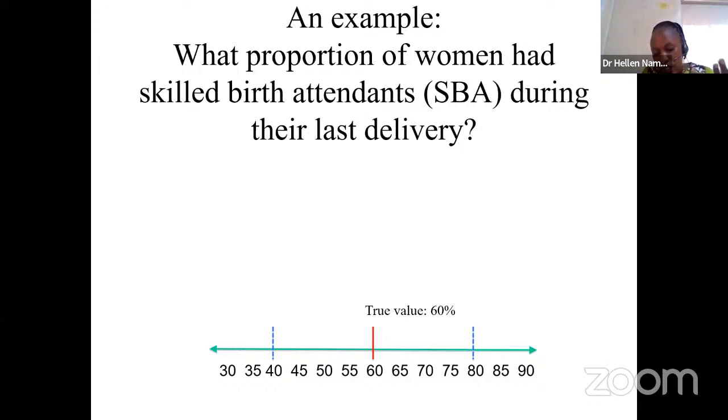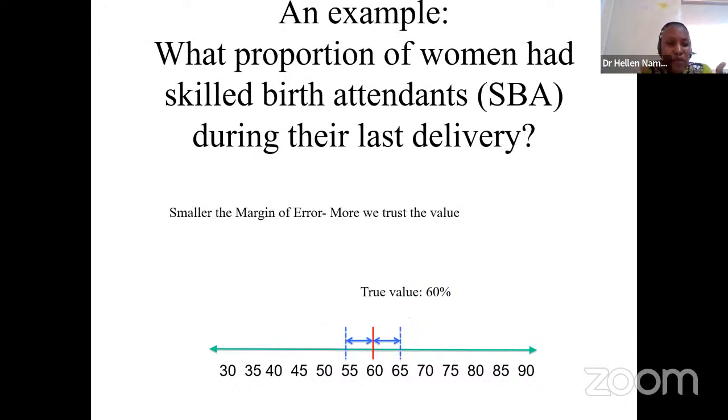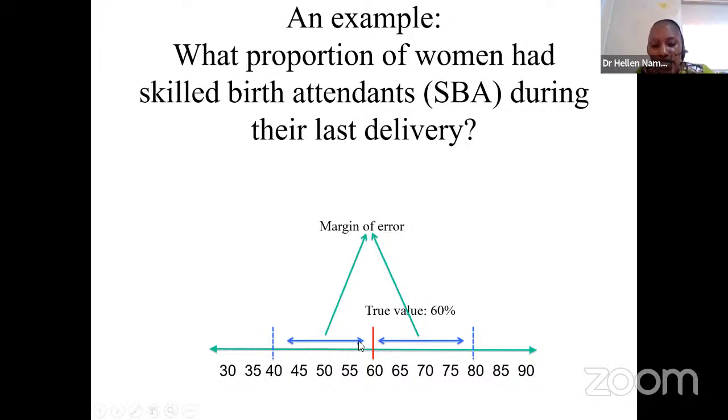So in that particular case, we can put an allowable, acceptable error. Still, we need to ensure that we keep it as small as possible, so that the plus and minus difference between the true value and the estimated value is what we call the margin of error. The smaller the margin of error, the more we trust the value that we have. For example, on this slide, the margin of error, that is the distance between 60 and 40, and then 60 and 80, is very big. That is 20%, that is too much.